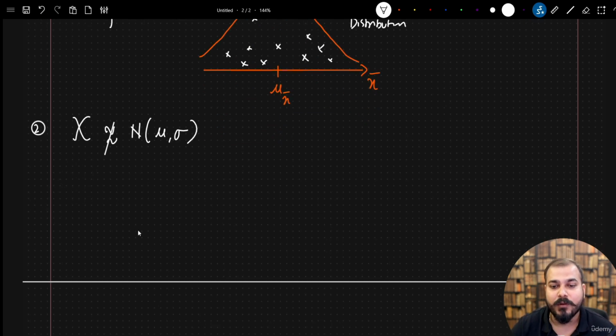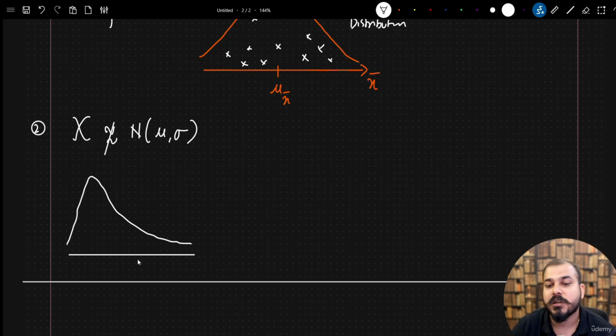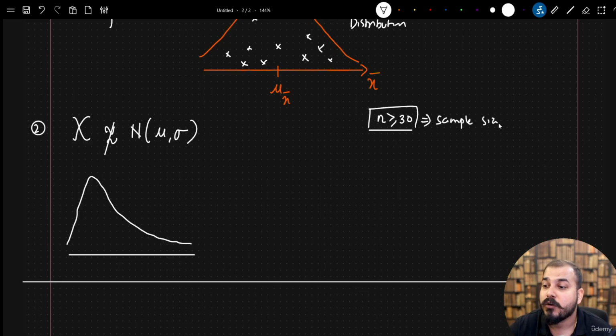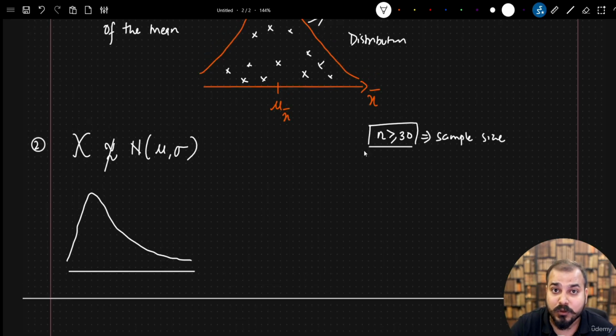So in this particular way, what may happen is that our distribution will not follow a Gaussian distribution like this, right? It will not have a bell curve, but it will be somewhat right skewed or left skewed. Now in this case, if I do the same thing, my n value should be greater than or equal to 30. Specifically, my sample size should be greater than or equal to 30.